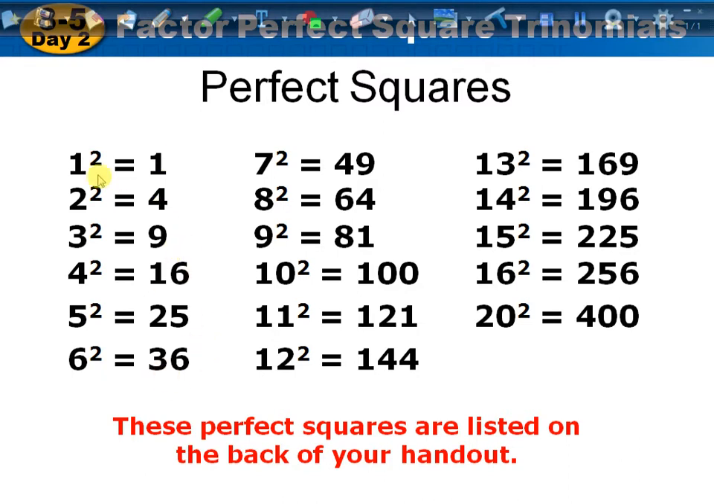What makes them perfect squares is the fact that you can square a number and get that number. So 1 squared is 1, 2 squared is 4, 3 squared is 9, and so on. So these are all of the perfect squares that we're going to be looking at. Also, you can take the square root of that number and get a nice pretty number and not a decimal.